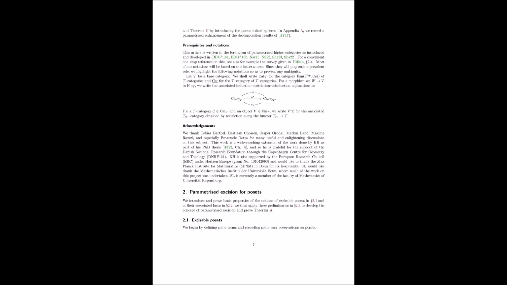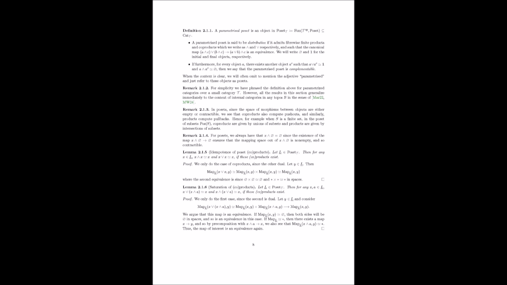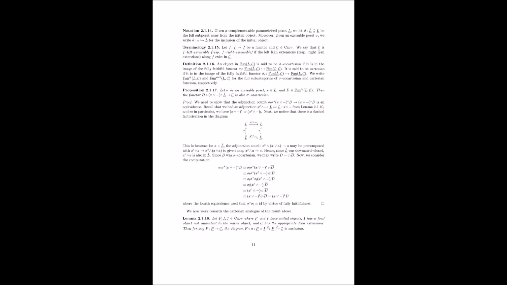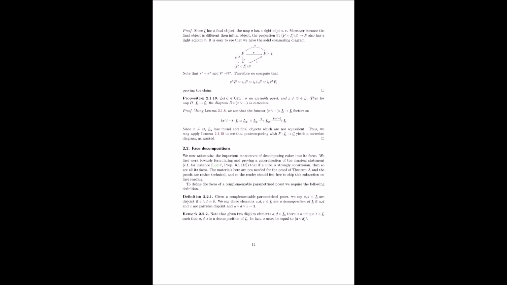But before we get there, we need to take a little detour and explore the concept of face decomposition, which plays a key role in analyzing the structure of these diagrams. Sounds intriguing. So they start by defining two elements A and B in a complementable poset to be disjoint if their product is the initial object. So disjoint elements are kind of like orthogonal elements in a vector space. They don't overlap in any way. Yeah, that's a good intuition.